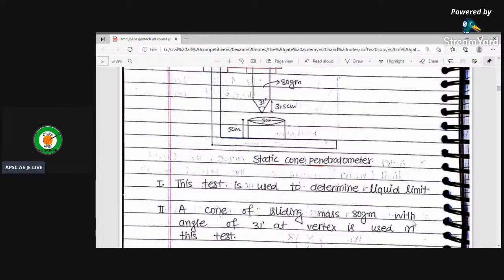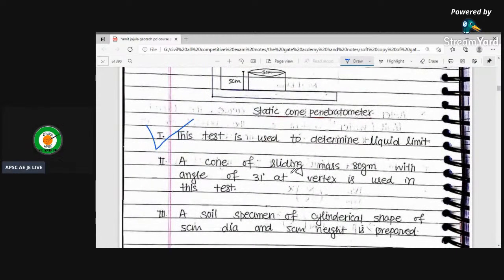So this test is basically used to determine the liquid limit. Liquid limit determinationৰ কাৰণে এই টেষ্টটো আমাৰ ইউজ কৰা হয়. Then here a cone of sliding mass 80 grams, with the angle of 31 degrees. So সিহঁতৰ যিটো angle হয়, it is 31 degree at the vertex is used for this test.